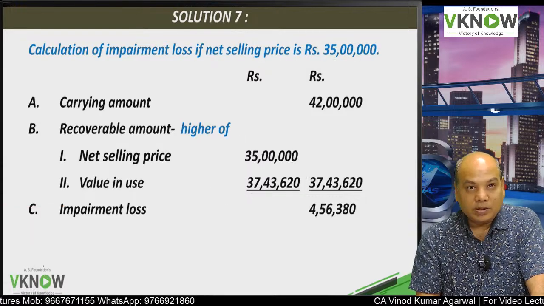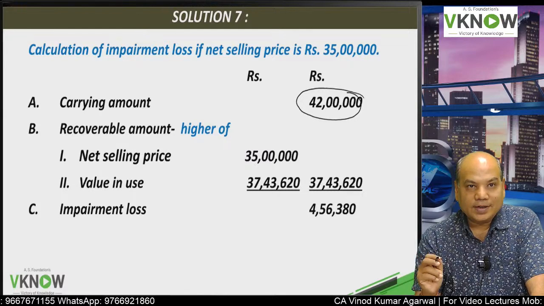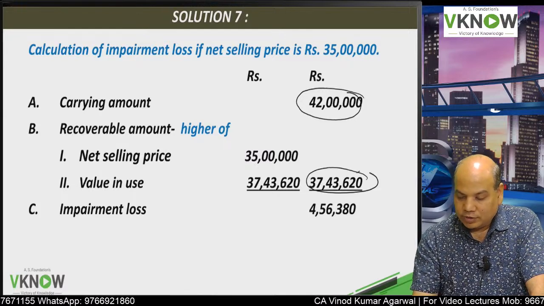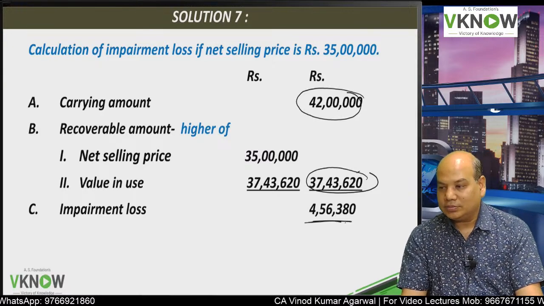Is there any impairment? Again, yes, because carrying amount is more than recoverable amount. So there is an impairment loss of 456,380.